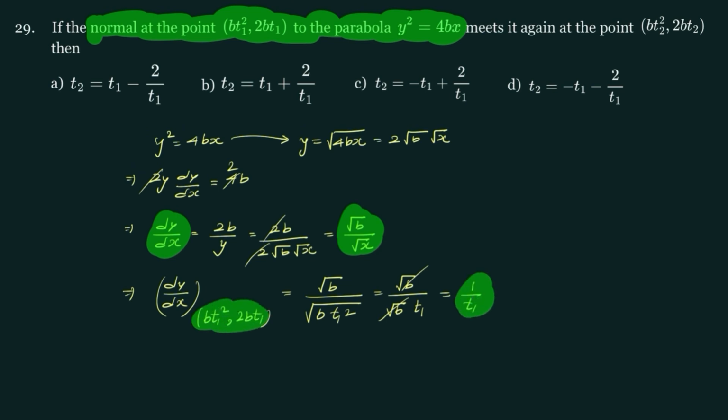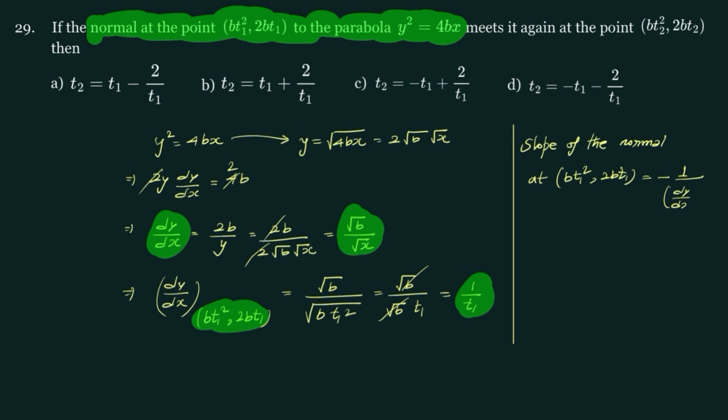That means the slope of the normal at bt1 square comma 2bt1 will be minus 1 by dy by dx. So it will be minus 1 by 1 over t1. So it will be minus t1. So this minus t1 is the slope of the normal at the given point to the parabola.